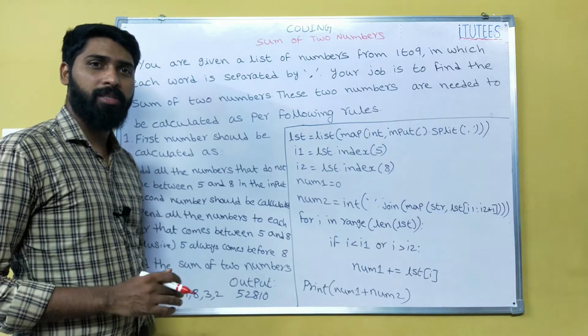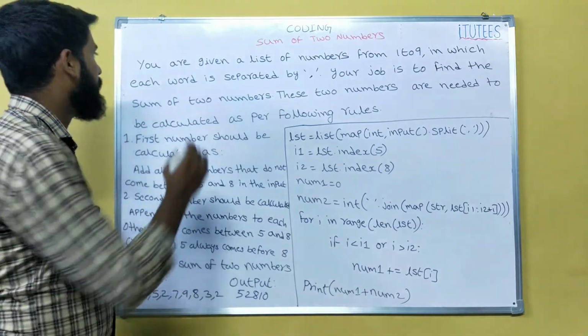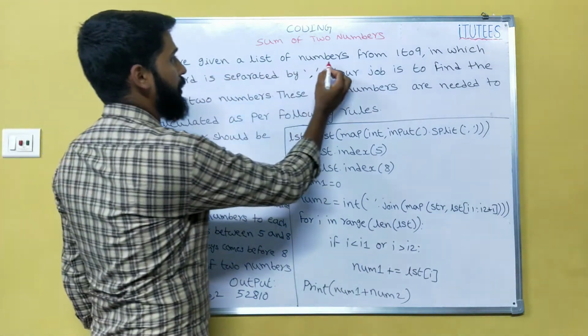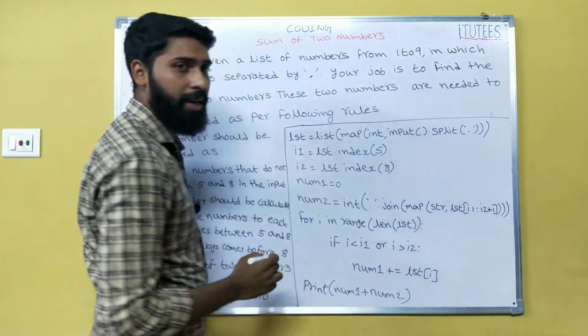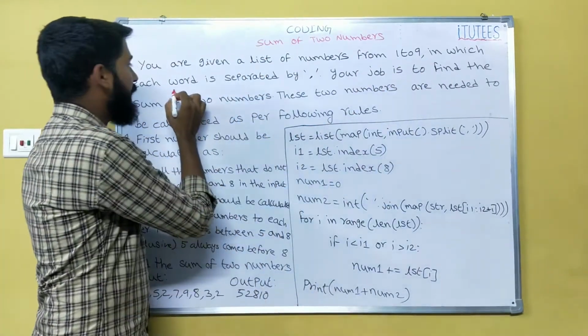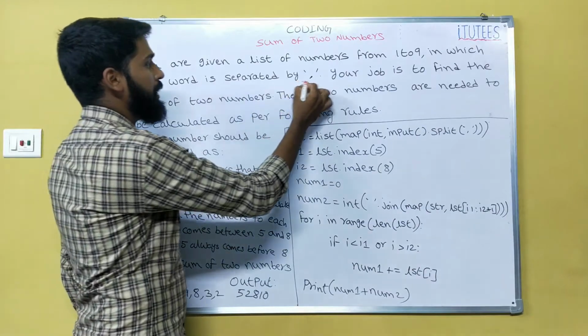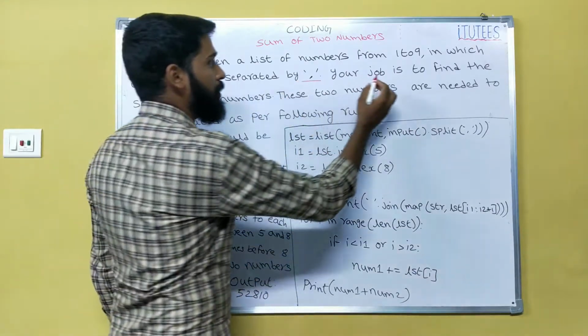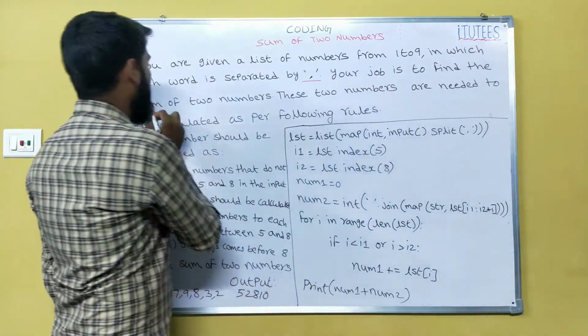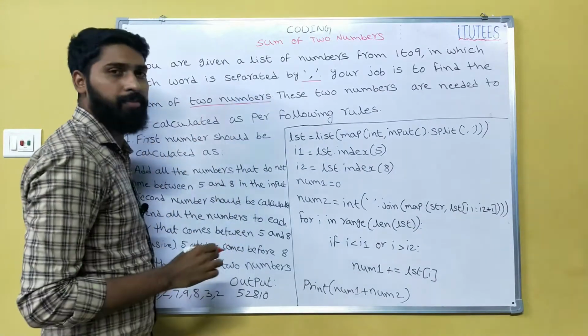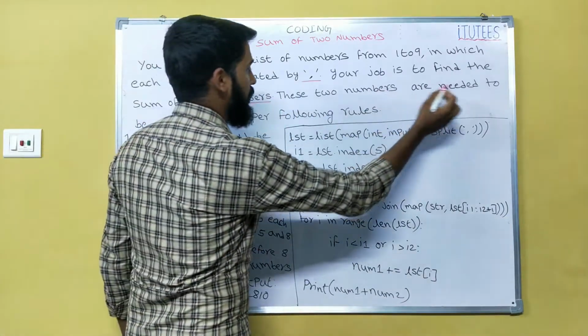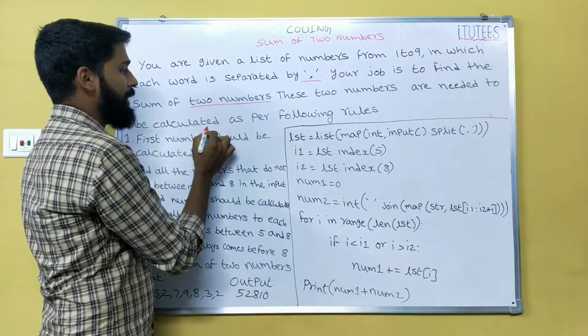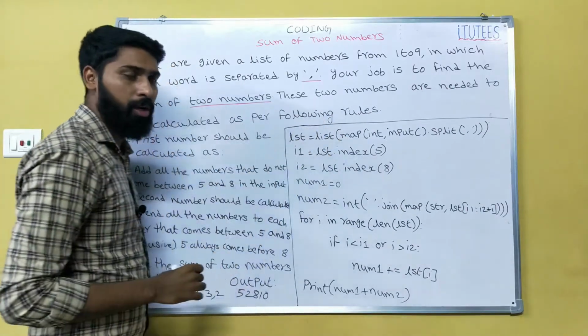Now we are going to discuss one coding question. You are given a list of numbers from 1 to 9 in which each number is separated by a comma. Your job is to find the sum of two numbers. These two numbers need to be calculated as per the following rules.